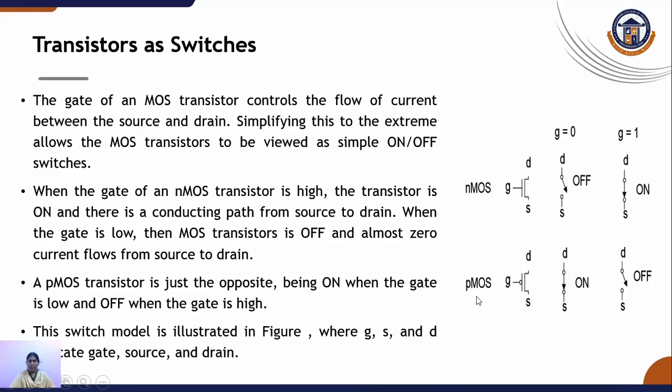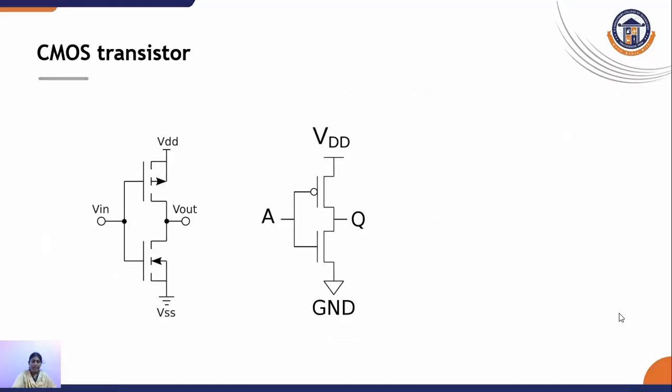In PMOS, it is just the opposite of NMOS, as there is one bubble indicated here. So when G value equals 0, the PMOS transistor is on. When G value equals 1, the PMOS transistor is off. This is the concept of the NMOS and PMOS switch, the switch model of NMOS transistor and PMOS transistor.